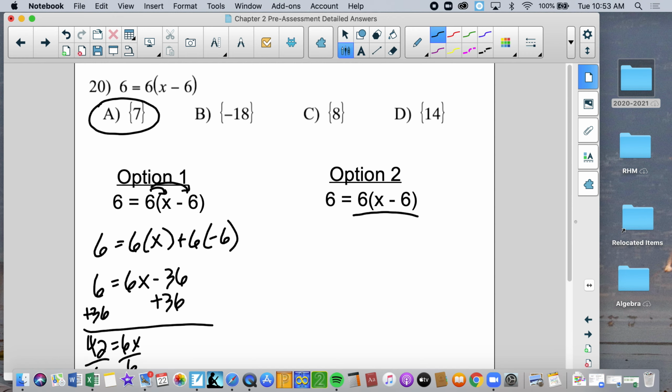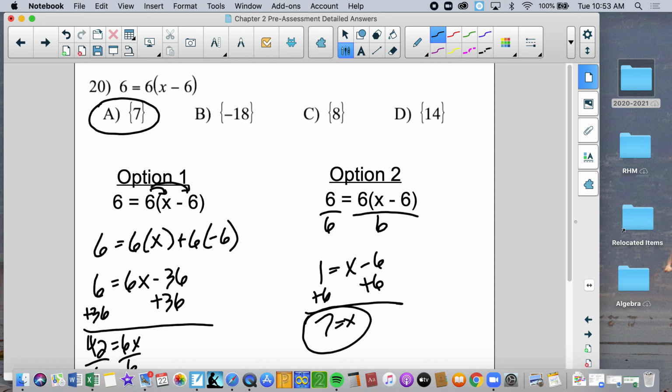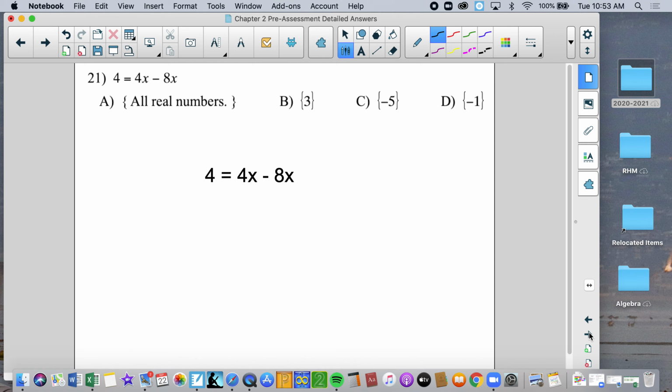If we want to use option 2, divide by 6, you get 1 equals x minus 6, add 6, 7 equals x. Really efficient using this method. You just have to be careful of when to use it and when not to use it.